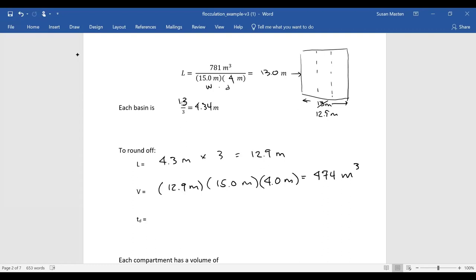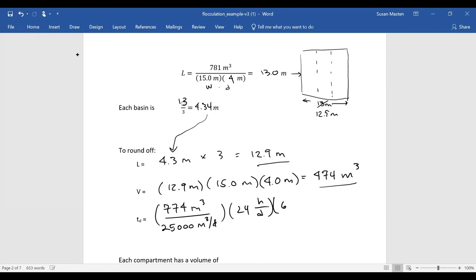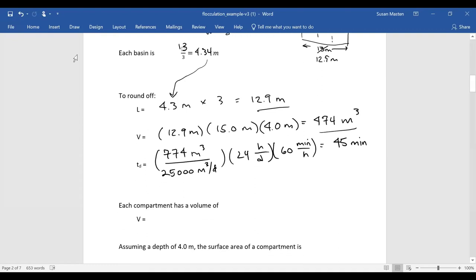So we go from 4.34 meters to 4.3 meters. That gives us a new length, which gives us a new volume, which is the actual design volume. And then our detention time is still 45 minutes. We haven't changed the detention time significantly by that change.